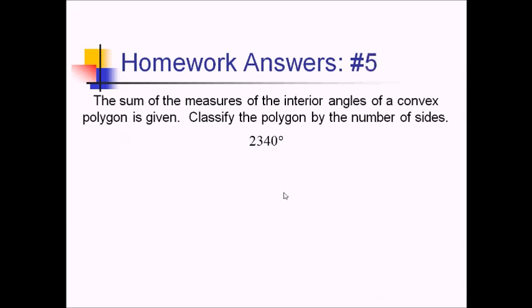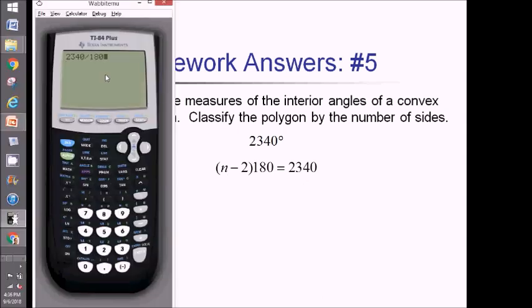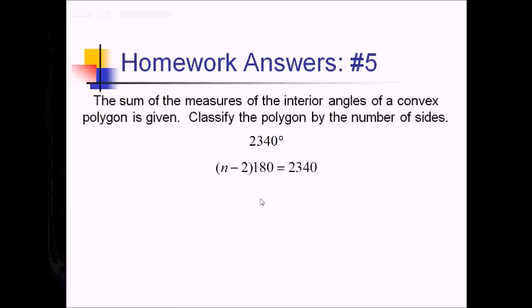For number 5, we want to know what kind of polygon has 2,340 interior degrees. To figure that out, we need to know how many sides. So we will set this equal to n minus 2 times 180 to figure that out. And then we'll solve for n, the number of sides. So dividing both sides by 180, let's use the calculator for that part of it. 2340 divided by 180 comes out to 13. So n minus 2 is 13, meaning n is going to have to be 15. And there's no special name for a 15-sided shape, so we'll just call it a 15gon.